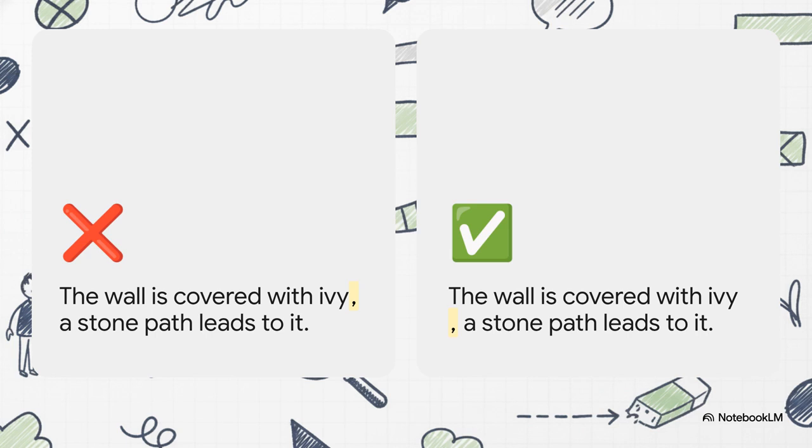Check this out. The wall is covered with ivy, a stone path leads to it. I mean, it looks a little better than a fused sentence, but it's absolutely still an error. That comma is basically doing a job it was never hired for. Identifying this weak joint is step 1 to actually fixing the structure of your sentence.